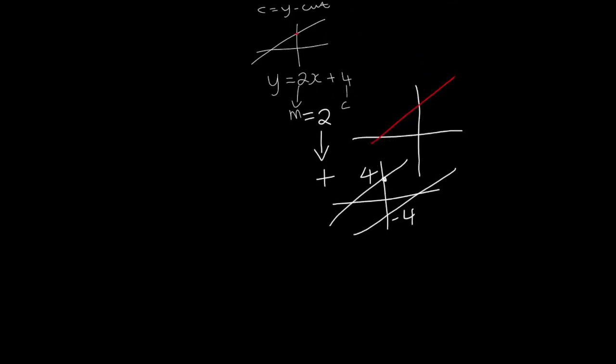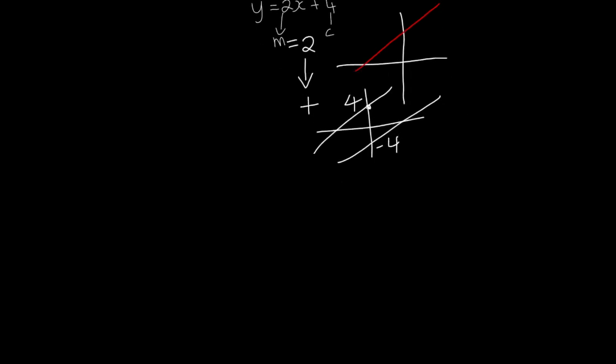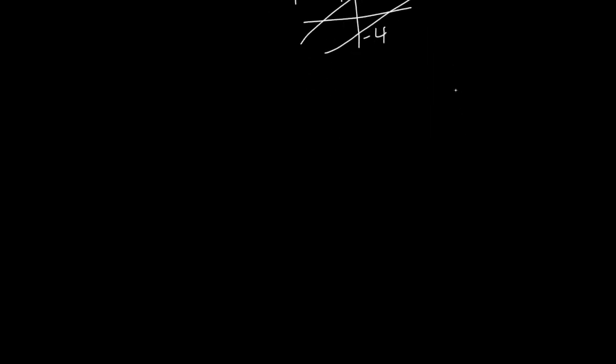All right, so it tells us the graph is going to cut at 4. We are just not yet sure whether it's a positive 4 or a -4. All right, guys, so let's try to calculate the x and y intercept.